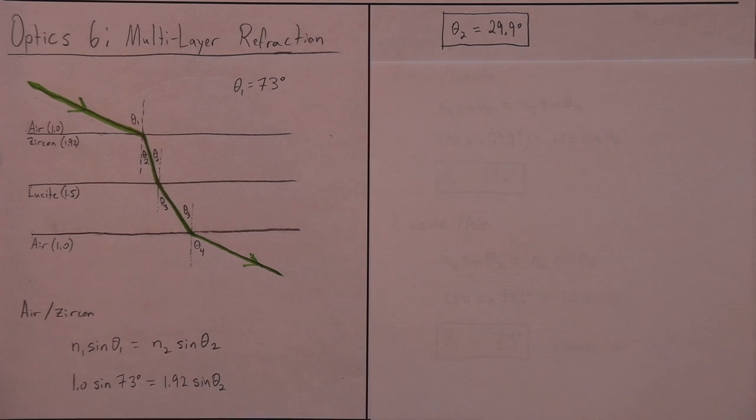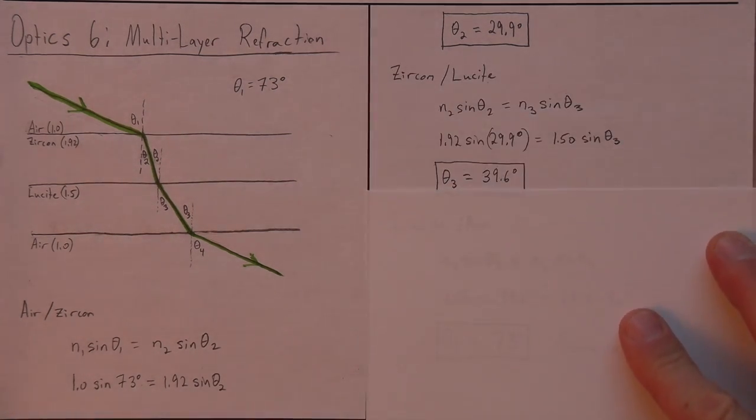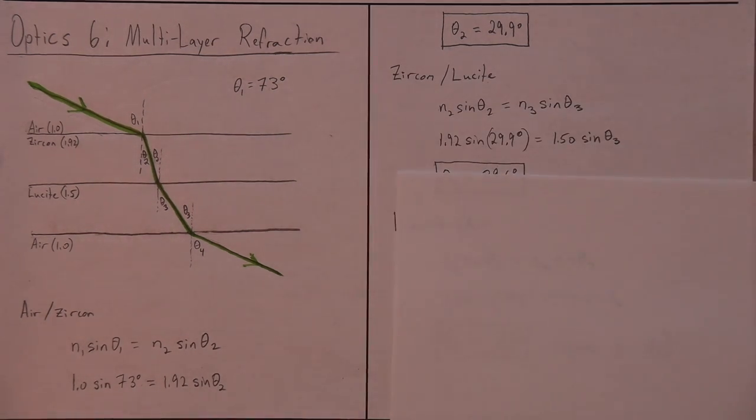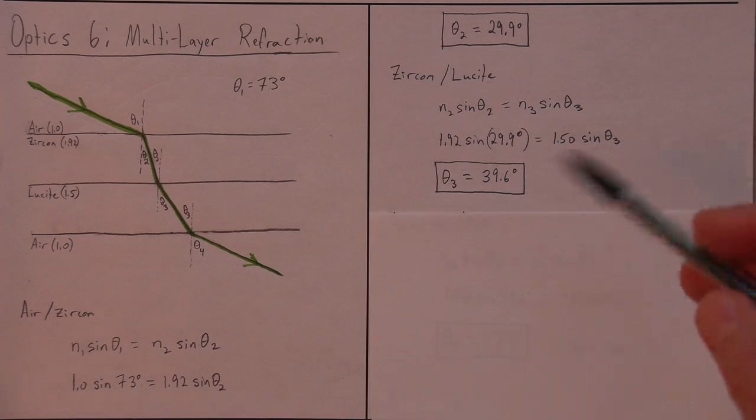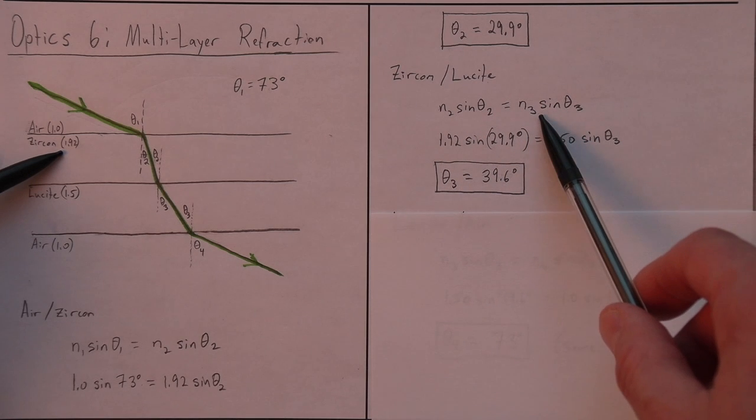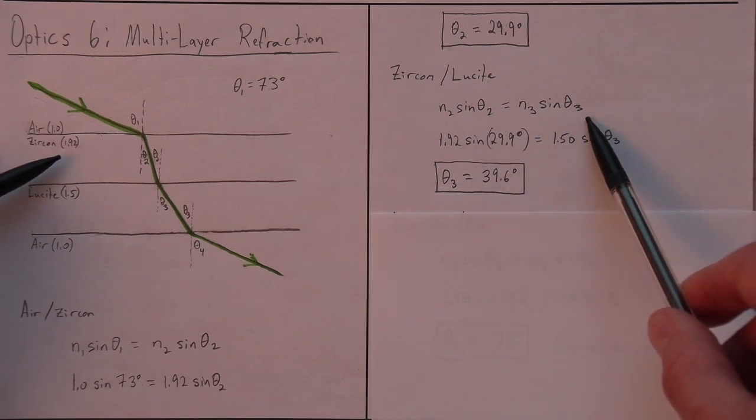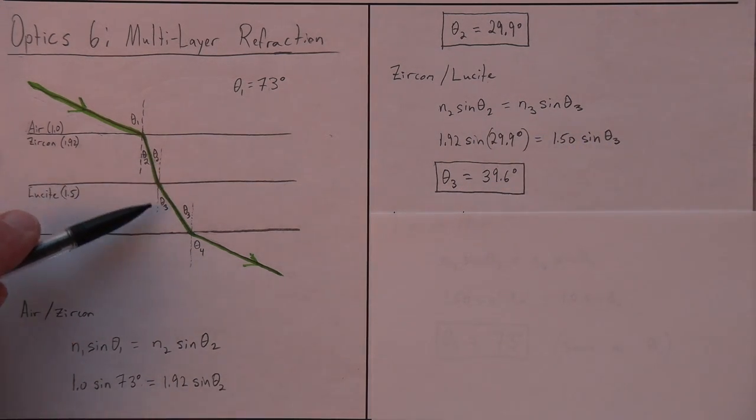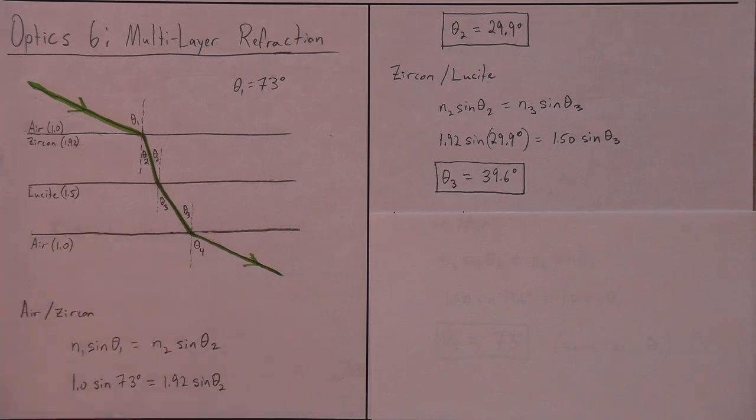And so at this boundary, we can use Snell's law again, okay? But we use N2 and N3 and sine theta 2, sine theta 3 because we're going between substances 2 and 3.